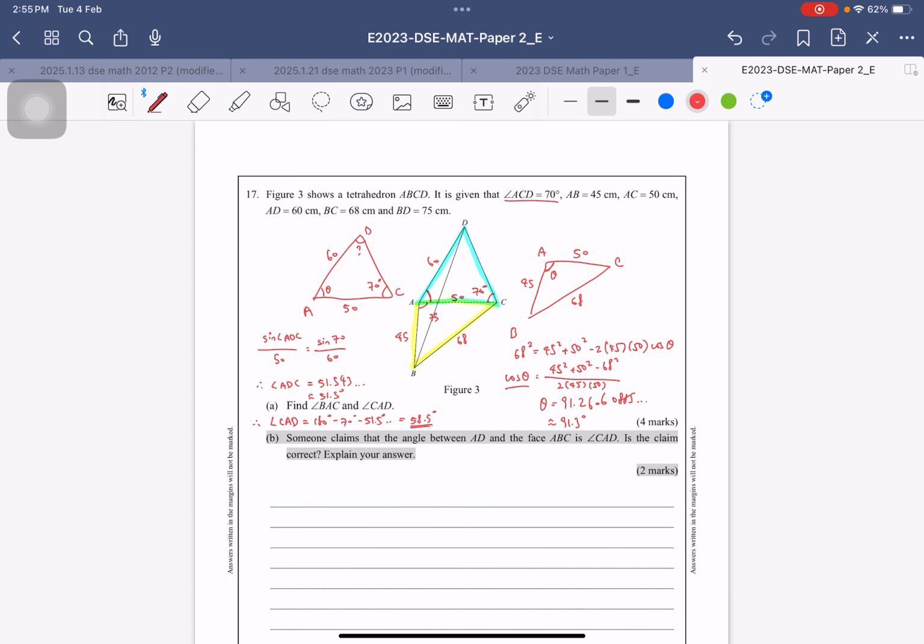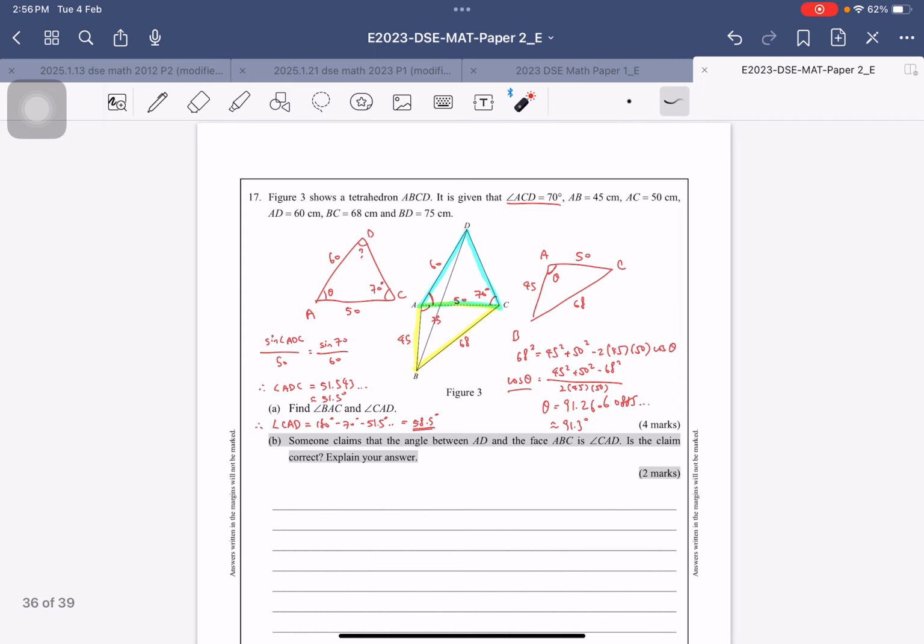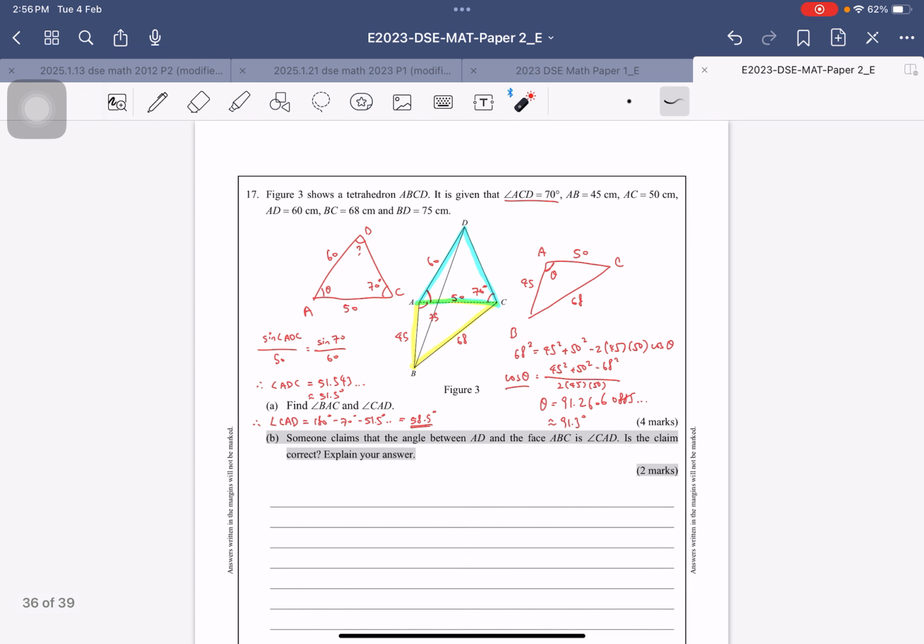Easy 4 marks. Okay? This is 4 marks. How many lines have you done? 1, 2, 3, 4, 5, 6. Just do 4 lines. I'm not telling you jokes for the next 2 marks. This is the thing to write to get these 2 marks.